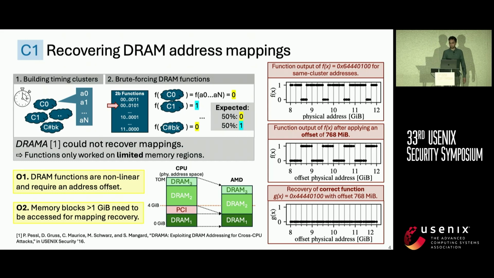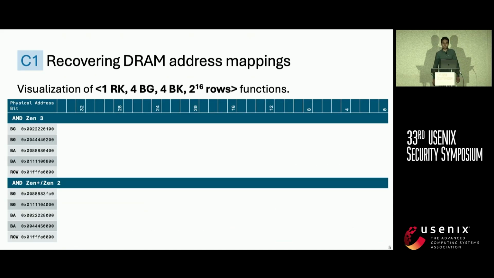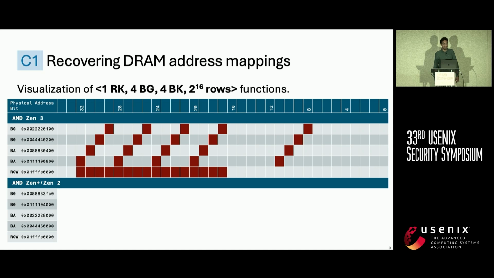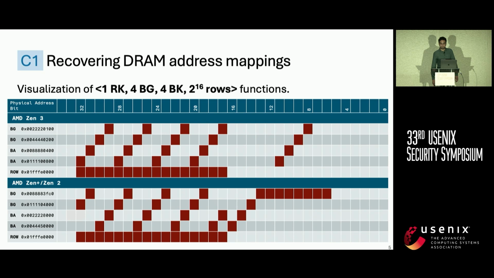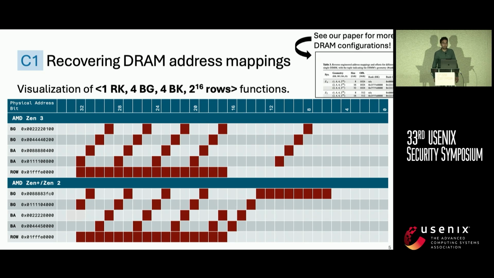Zen-based systems. Here you can see a visualization of one of the DRAM configurations with one rank, 4 bank groups, 4 banks, and 16 bits of rows. You can see the typical staircase patterns that we also observed on Intel systems. And you can find the results for more DRAM configurations in our paper.